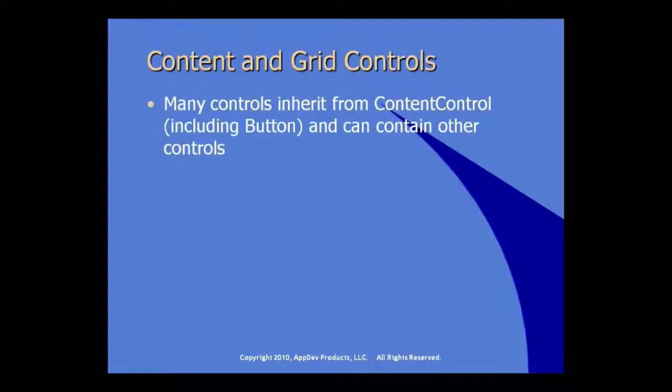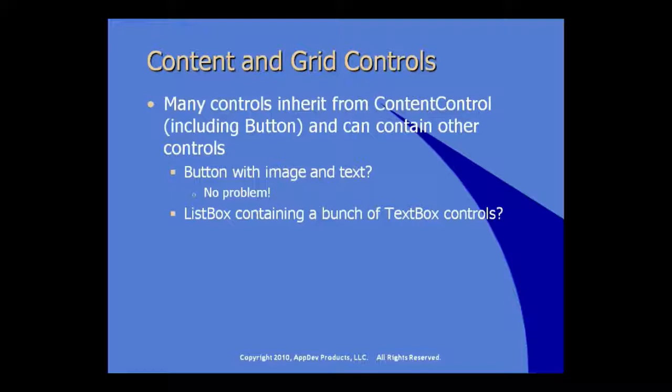Many controls inherit from the content control base class, including, surprisingly, button, and they can contain other controls. If you want to have a button that contains both image and text, not a problem, because you can have multiple controls within a button. If you want a list box that contains a bunch of text box controls, no problem, because there's nothing keeping a list box from containing any other kind of control.